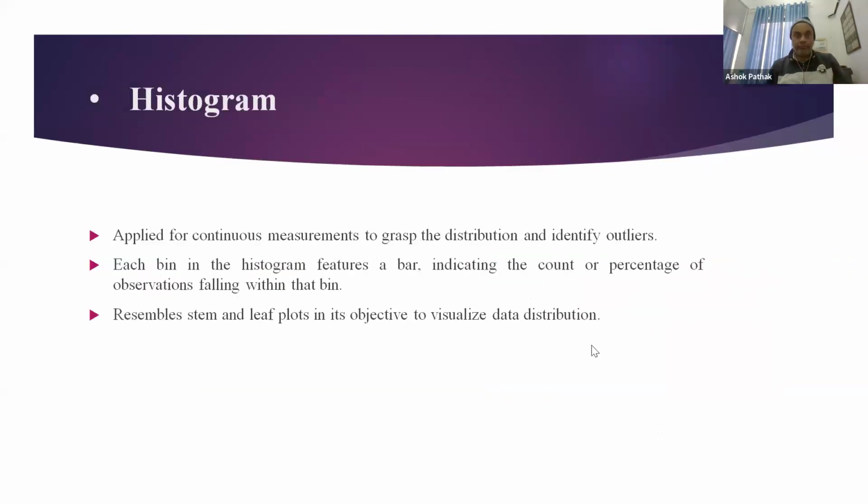Now we are making the histogram. It is applied for continuous measurement. So which kind of data will we use here? Continuous data, to graph the distribution and identify the outliers. Each bin in the histogram is a bar indicating the count or percentage of observations falling within the bin, and it resembles the stem-and-leaf plot in its objective of visualizing the data.